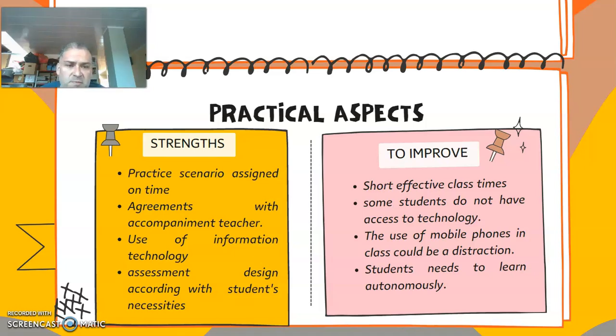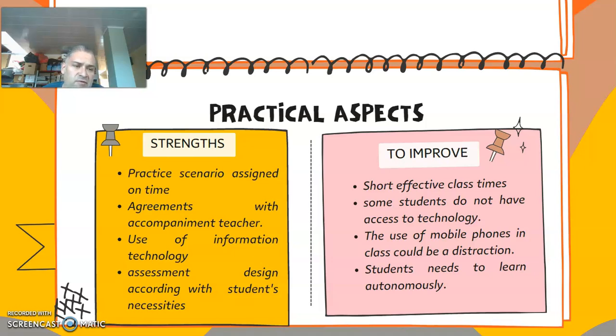Okay, topics to improve. There were short effective class times. It was more because of the dynamic of the institution. The institution has a lot of activities, especially in the last weeks, in the frame of the Semana Normalista. Okay, some students do not have access to technology, especially students of the rural zone.